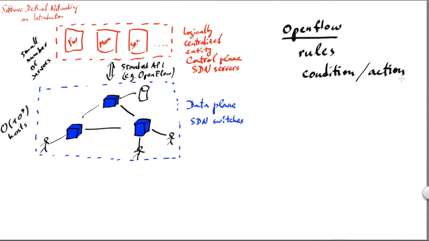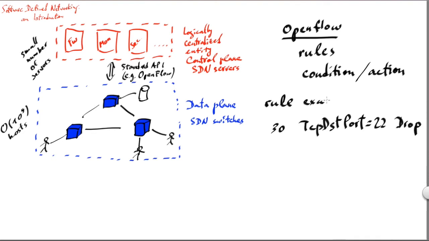So when the condition on the traffic on the network packet is satisfied, a certain action should be performed, and the switches on the data plane are programmed using OpenFlow forwarding tables, which are just collections of rules with different priorities possibly. One example of a rule could be a rule with priority 30, such that whenever you have received a packet with TCP destination port 22, so it's an SSH TCP packet, you would simply drop it. This would be a rule.